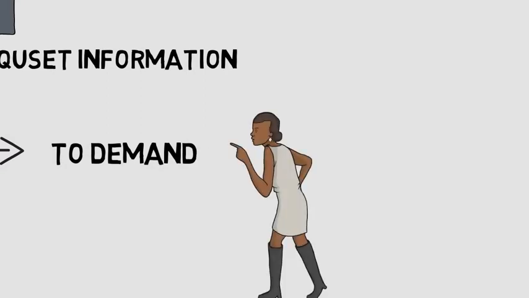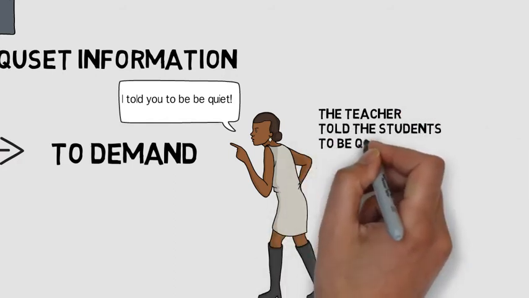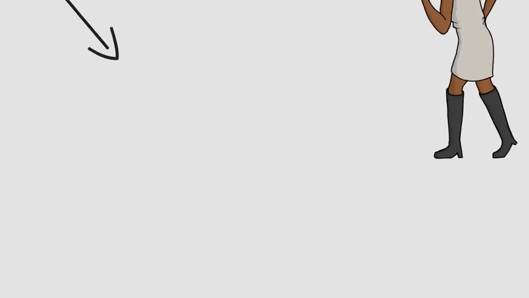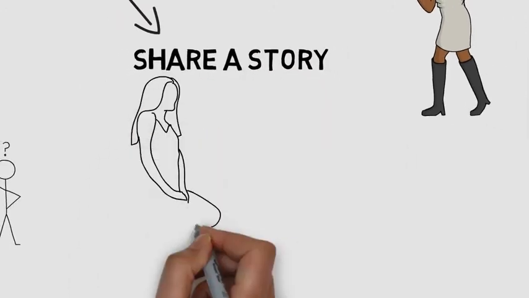Another way is to demand something. Think about your parents or your teachers. They tell you, demand you. For example, I told you to be quiet. The teacher told the students to be quiet. That is a demand.